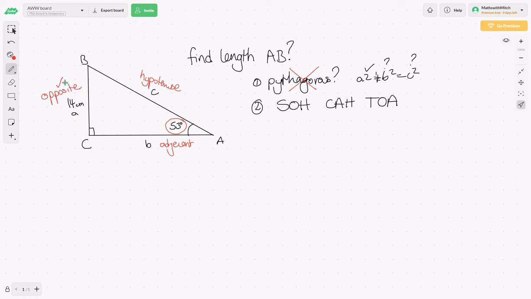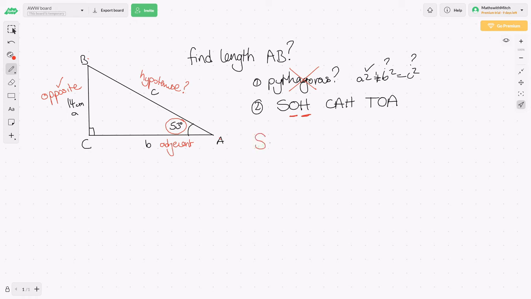So what we've got is we know opposite, and we want to find length AB, which is the hypotenuse. So this is what we want to find. So we're not going to be using the adjacent, we're going to be using opposite and hypotenuse. So where's opposite? Here. Hypotenuse here. So we're going to use sine. So first, identify what you're going to use and then set it up.